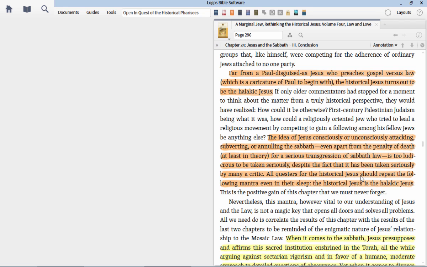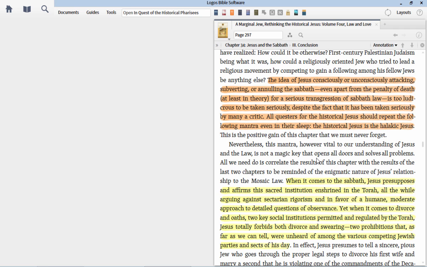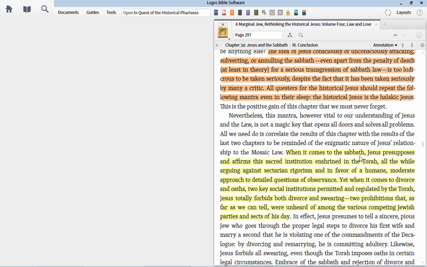All questers for the historical Jesus, all historians, everybody who wants to find out what did the historical Jesus say and do, they should repeat the following mantra even in their sleep. The historical Jesus is the halakhic Jesus. Is the law-keeping Jesus. He didn't cancel the commandments of the Torah. He kept them, including the Sabbath. When it comes to the Sabbath, Jesus presupposes and affirms the sacred institution enshrined in the Torah, all the while arguing against sectarian rigorism and in favor of a humane, moderate approach to detailed questions of observance.